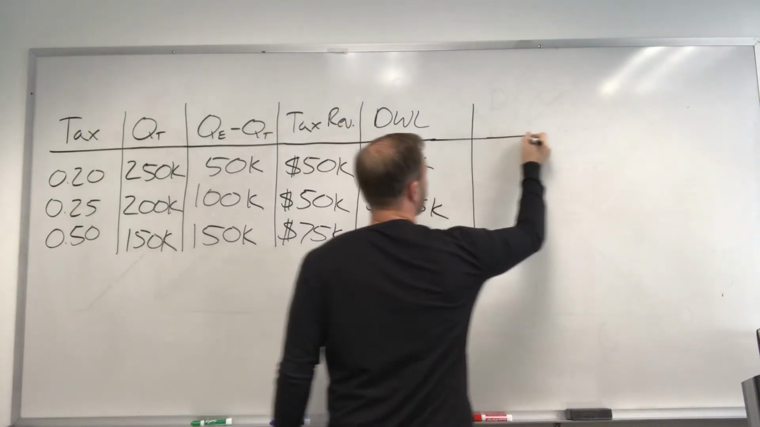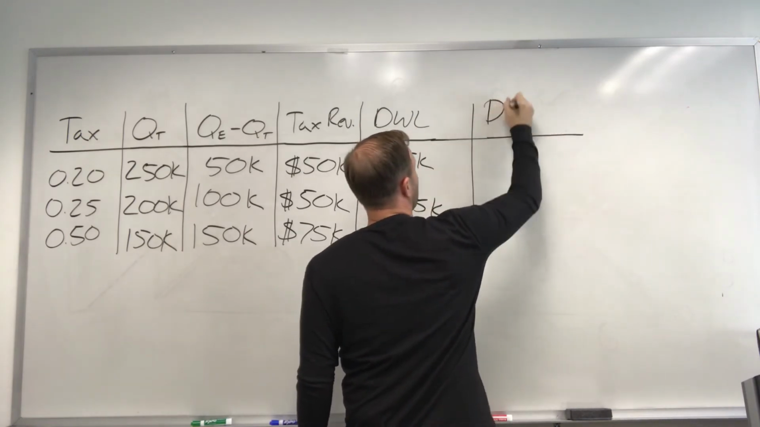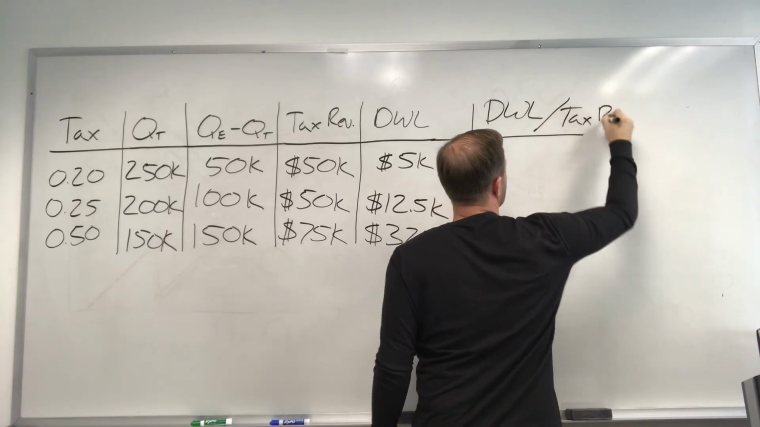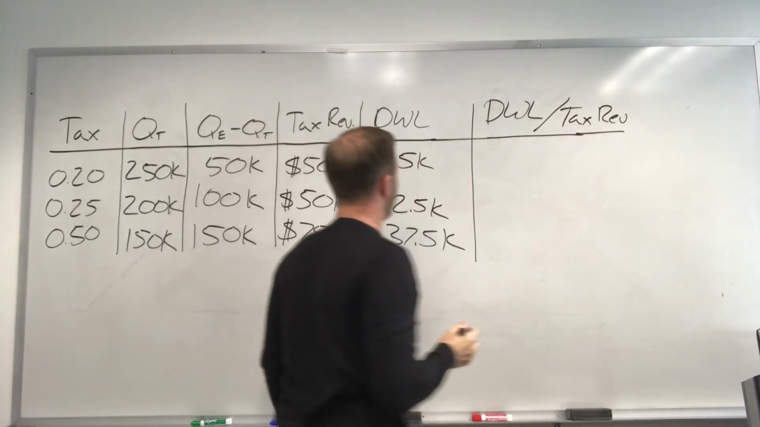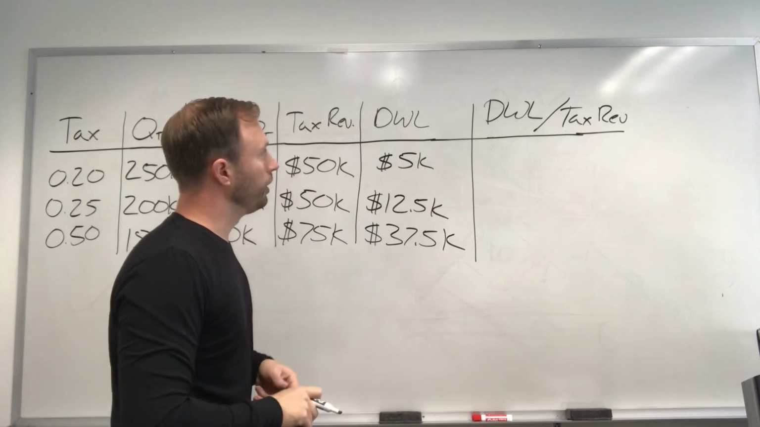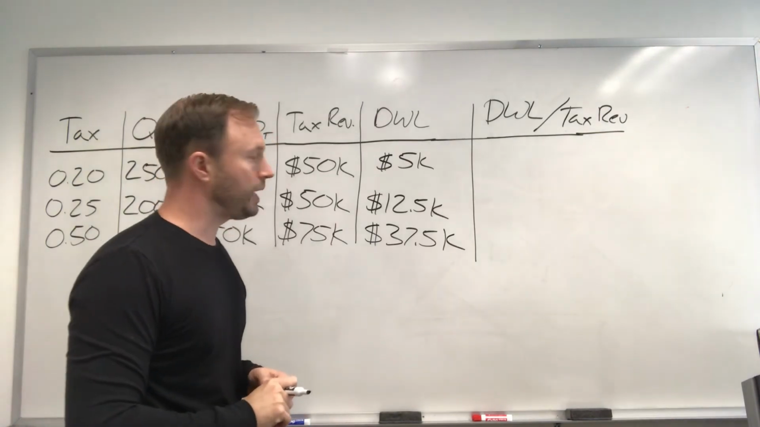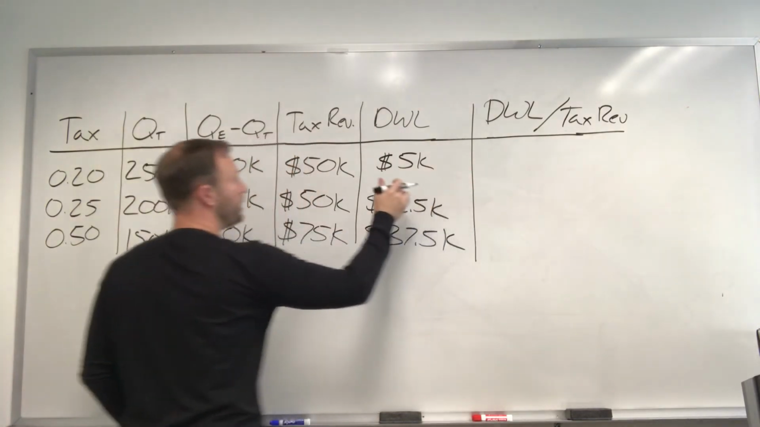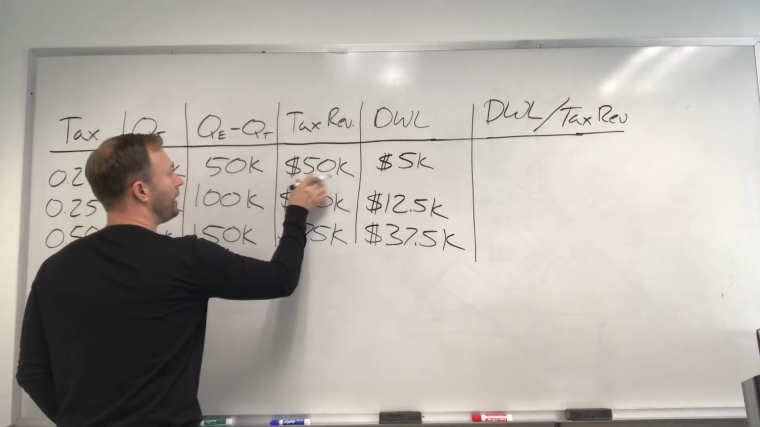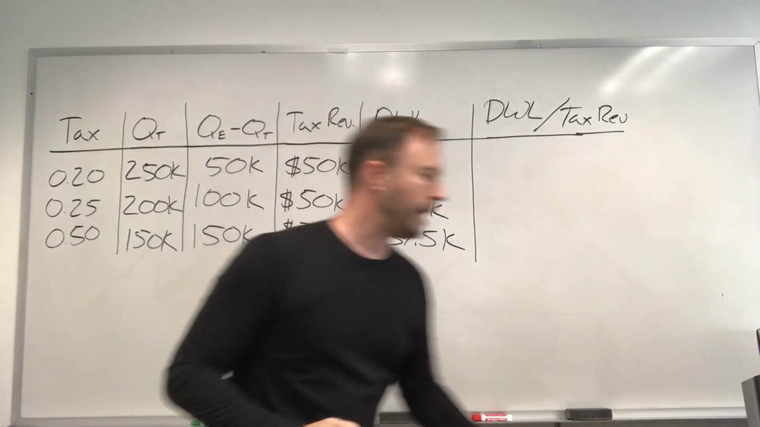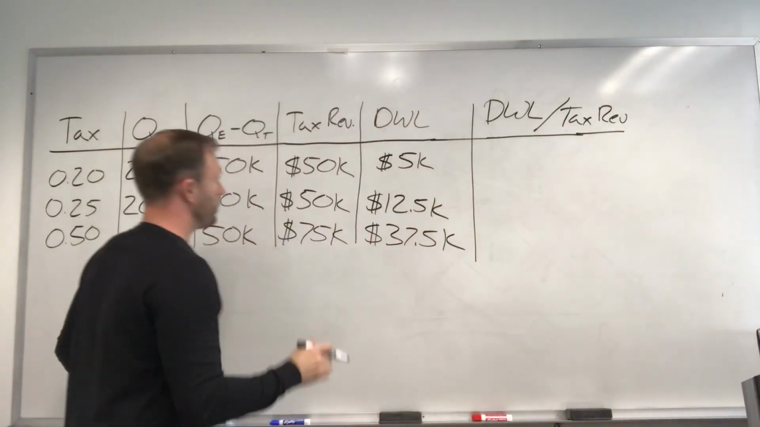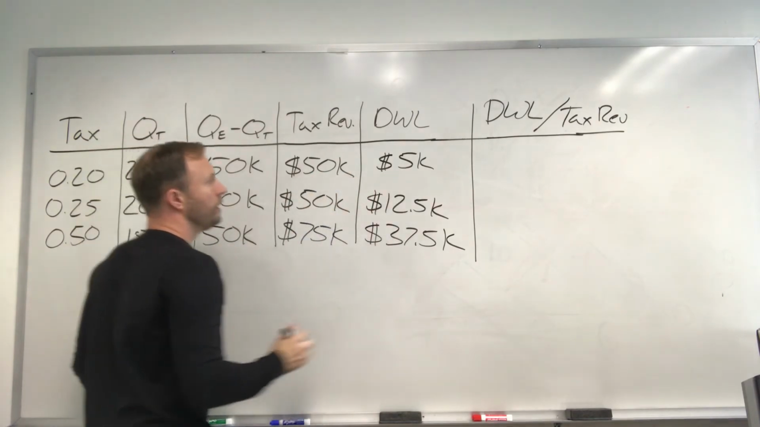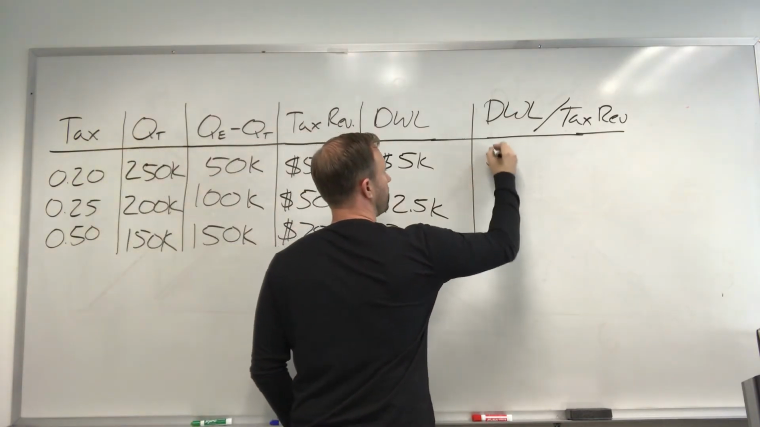And here we are looking at the deadweight loss divided by the tax revenue, or the deadweight loss per dollar of tax revenue raised. All you're doing for this column is taking your deadweight loss and dividing it by the number in the tax revenue column. So what do we have here? $5,000 divided by $50,000 gives us 10 cents.